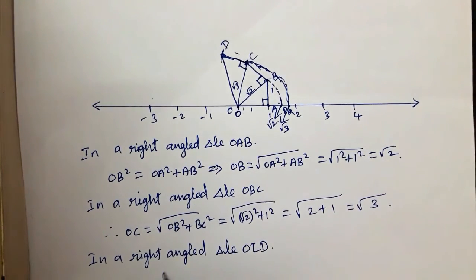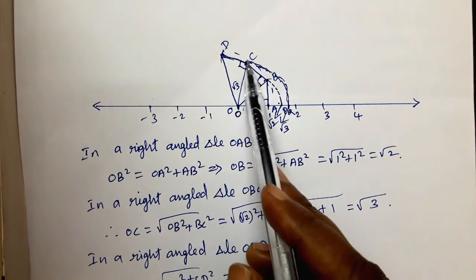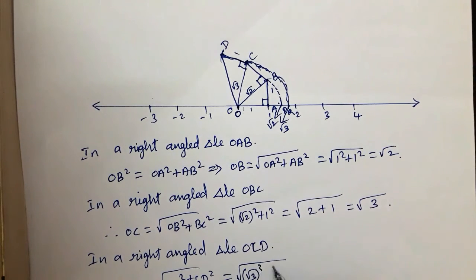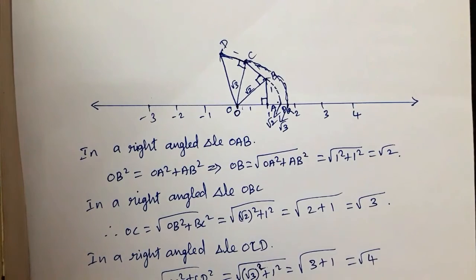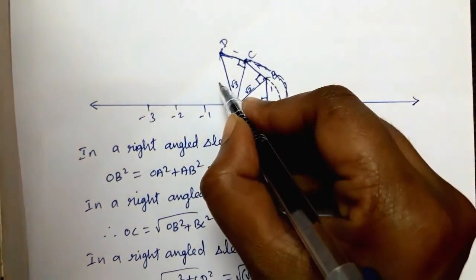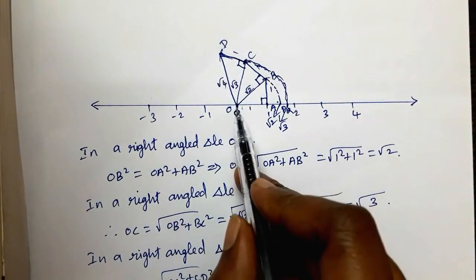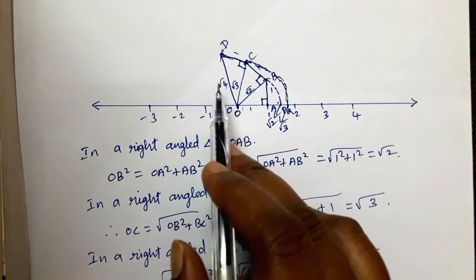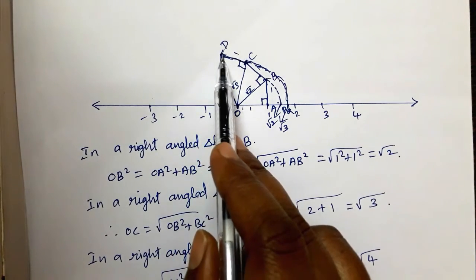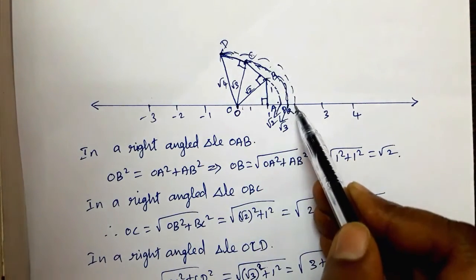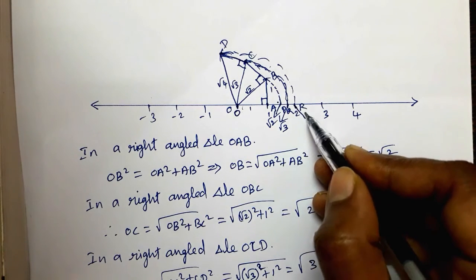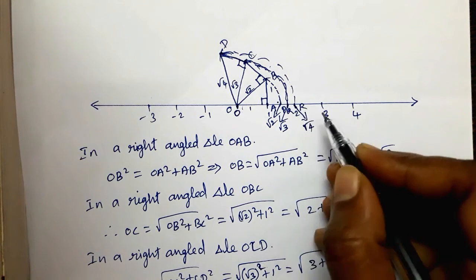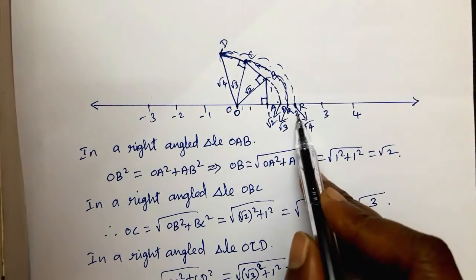So OD equals square root of OC square plus CD square. We already know OC is root 3 and CD is 1. So root 3 the whole square plus 1 square: root 3 the whole square means 3 and 1 square means 1. So 3 plus 1 gives root 4. Now OD is root 4, and we write it here. Now with O as the center and OD as the radius, draw an arc which intersects the number line. It is R, and this point root 4 is located on the number line.